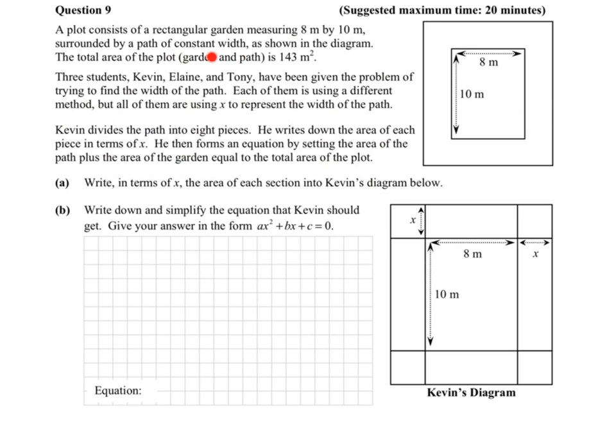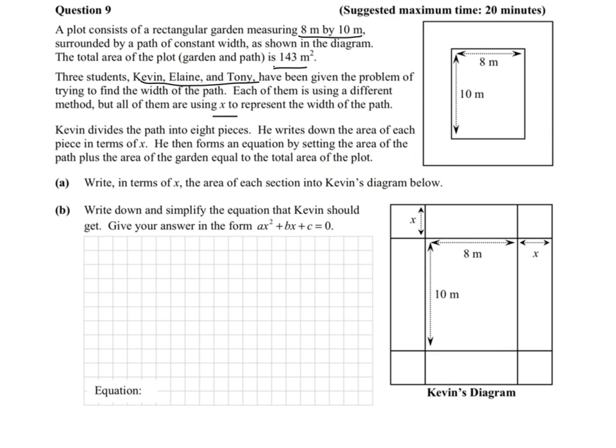When I get a question with so many words in it like this, what I tend to do to make the question more digestible is to underline all the key points. So the first point I'll underline will be the 8 meters by 10 meters. Then the second thing would be the area of the plot is 143. We've got 3 students, Kevin, Elaine and Tony. Each of them is using a different method, but all of them are using x to represent the width of the path, so x. Anything else?